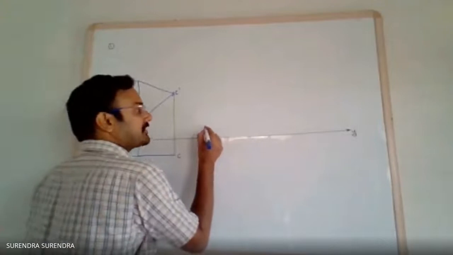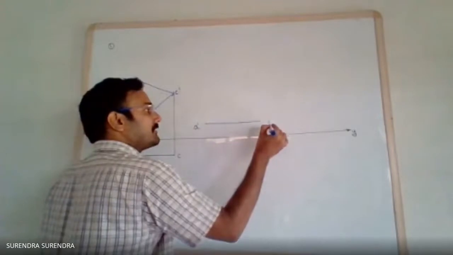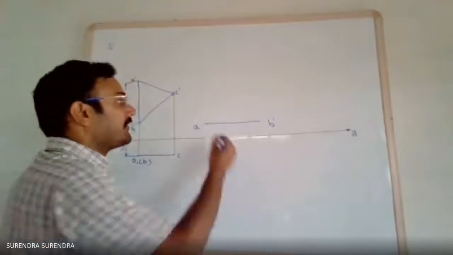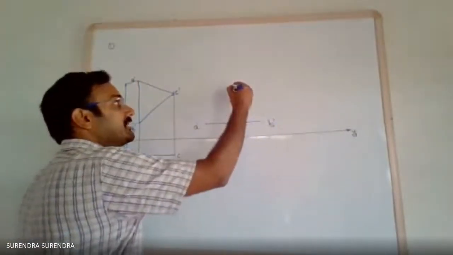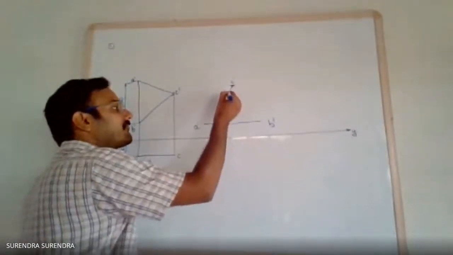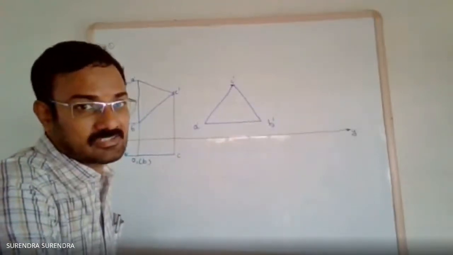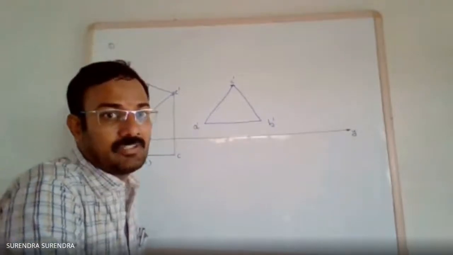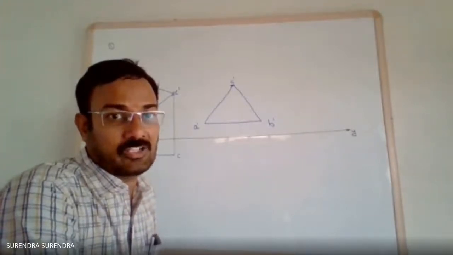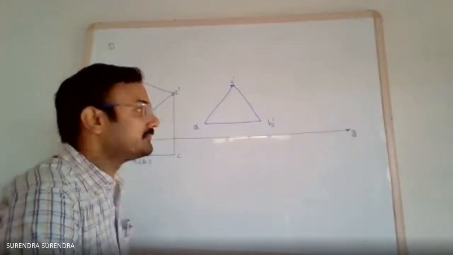So the initial side AB, A dash B dash, draw it parallel to the horizontal plane. From A dash as center with 50 mm radius, and from B dash as center with 50 mm radius, draw arcs indicating C dash. Join A dash C dash and B dash C dash. This is the initial front view when one of its sides is parallel to HP. Parallel to HP means parallel to the XY line in the front view.